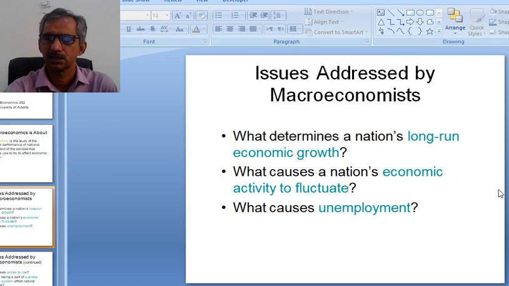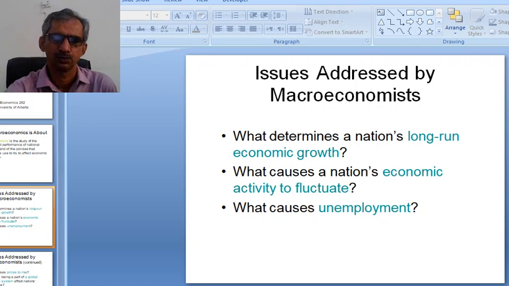Another point we will discuss in the macroeconomic lectures: what causes a nation's economic activity to fluctuate? A nation's economic activity means GDP, the total output of a country's economy. What are the factors causing that economic output to fluctuate, to increase or decrease? Why don't we have smooth output? What causes unemployment?